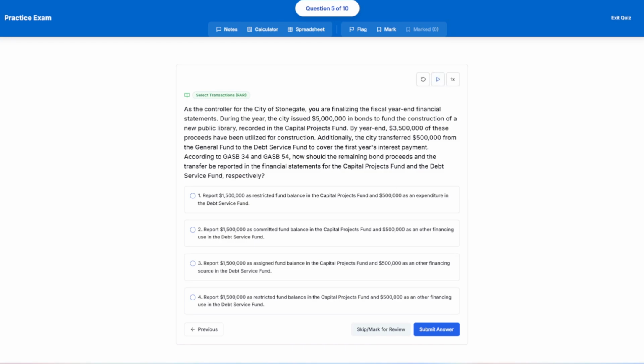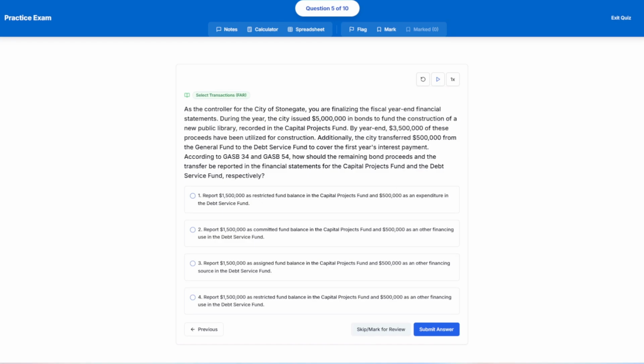Let's identify the key accounting area this question is exploring. We're looking at governmental accounting, specifically how to report certain transactions and fund balances under the Governmental Accounting Standards Board (GASB) guidelines, particularly GASB 34 and GASB 54. These standards dictate how cities and other governmental entities should prepare their financial statements, emphasizing the classification of fund balances and reporting of transfers. Now, let's break down the options.